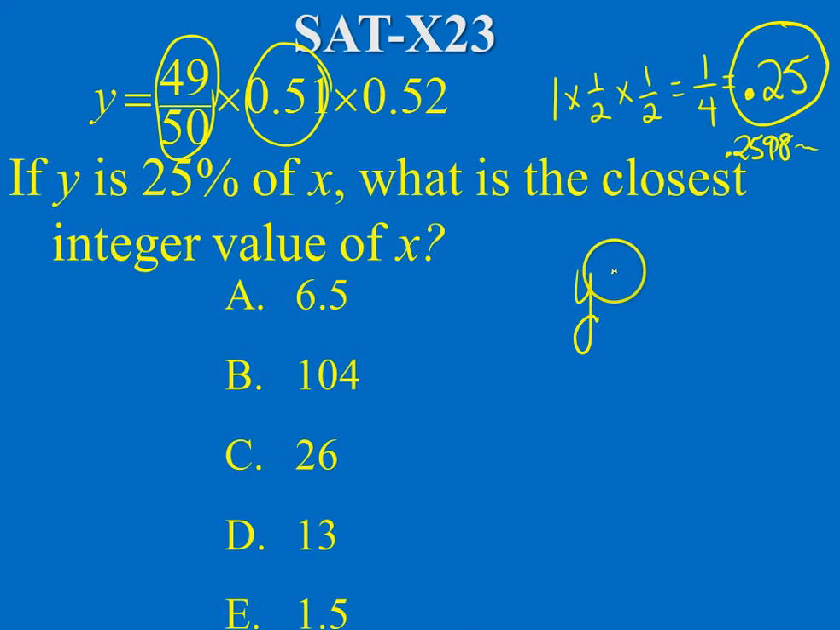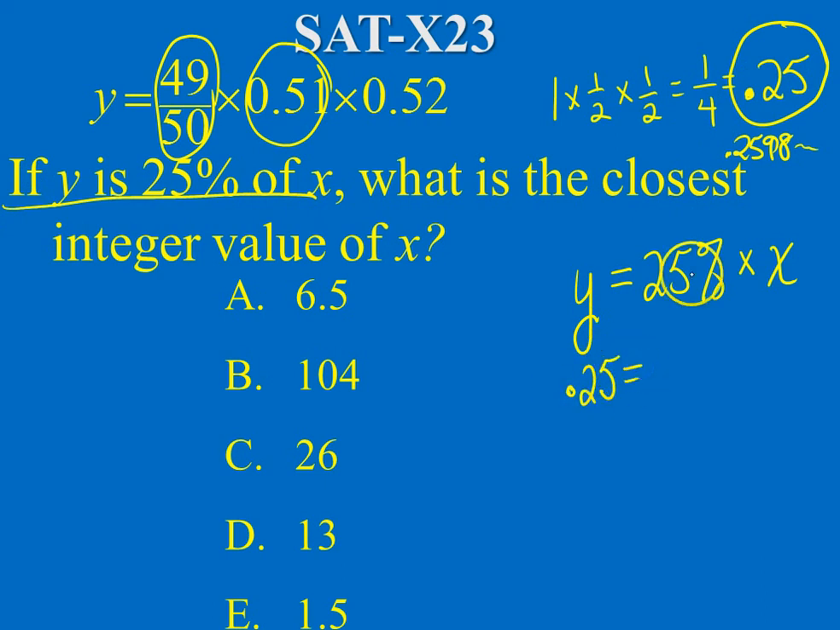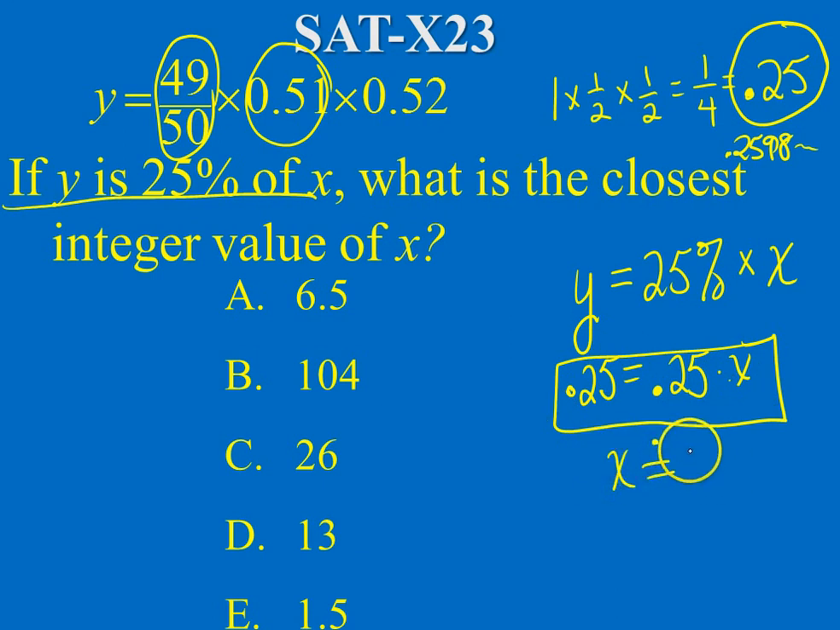So it says y is 25% of x, and "of" means multiply. That's the equation that was given in words. Y, we just found, is 0.25 through approximation. 25% is 0.25 times x. Now you can just look at that equation, and through observation you can tell that x has to be 1, because 25 hundredths times 1 is 25 hundredths. So x is approximately 1, since I rounded off at the very beginning.